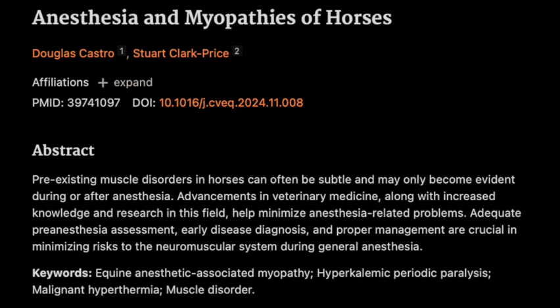The authors really emphasize the importance of understanding how anesthesia and muscle disorders in horses are connected. They stress that this knowledge is crucial for minimizing those risks and getting the best possible outcomes. And they point out the need for more research in this area, particularly in developing new anesthetic agents and techniques that are safer for these horses. That's a critical point. As we learn more about these conditions, our approach to anesthesia has to keep evolving, too.